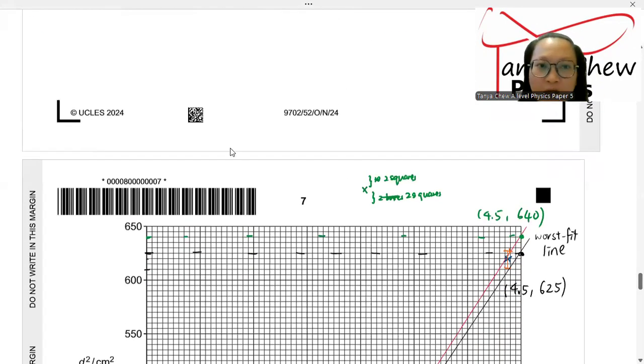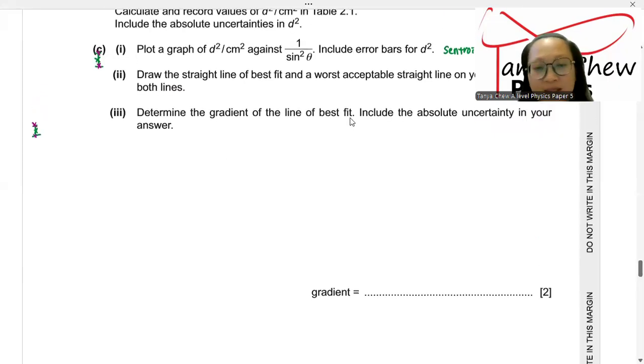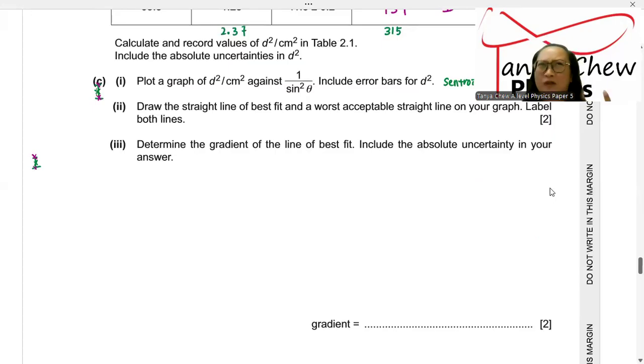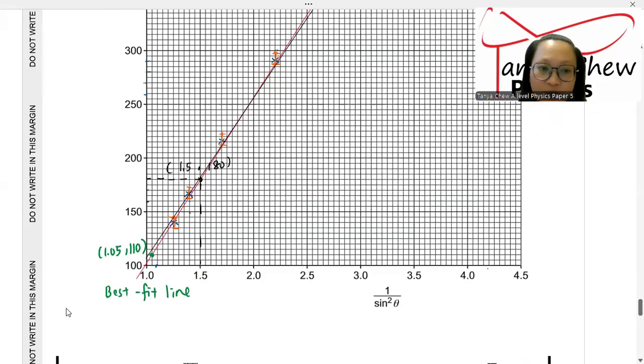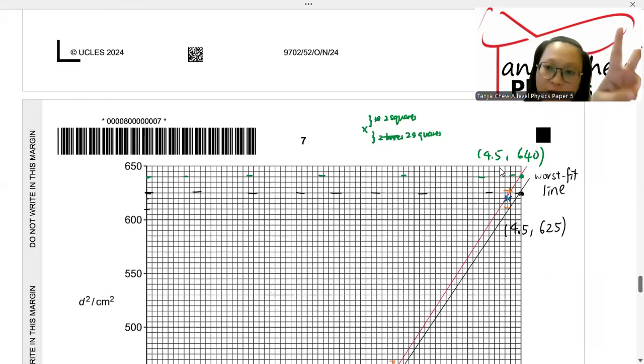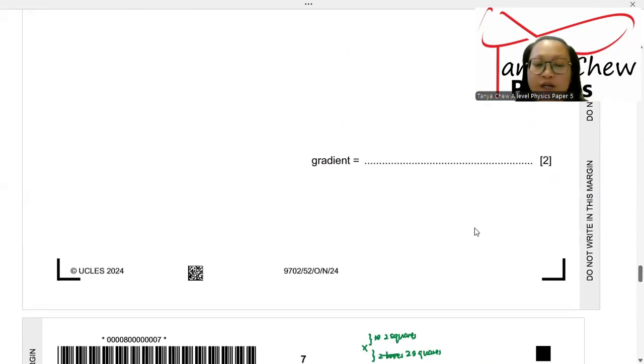And 5, determine the gradient of the line of best fit and include the absolute uncertainty. If the question asks you to include the absolute uncertainty, you have to use your best fit line and worst fit line. So I get the gradient for the worst fit line. This is my worst fit line. This is my 2 coordinates, and this is my best fit line here, and this is my coordinate. So the best fit line, I'm going to use 2 coordinates. One is 1.05, 110, and the other one is 4.5 and 640. 2 coordinates to find the gradient.